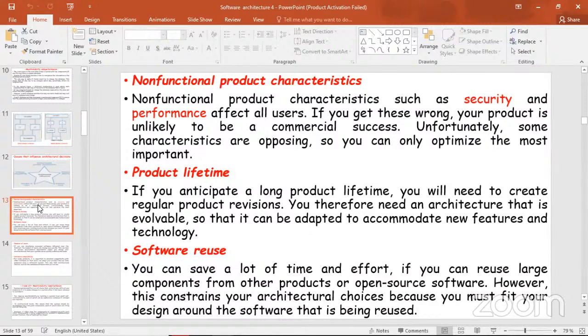Then the reuse. You can save a lot of time and effort if you can reuse large components from other products or open source systems. However, this constrains your architectural choices because you must fit your design around the software that is being reused.